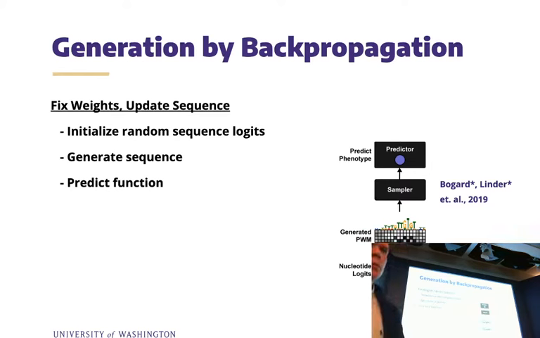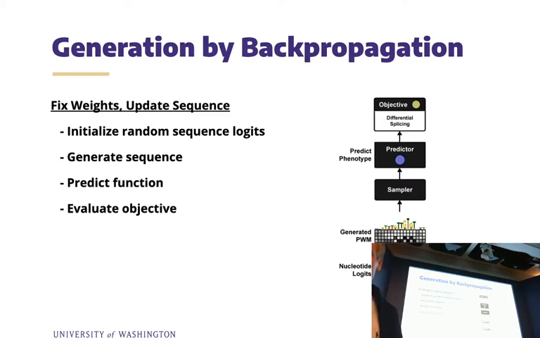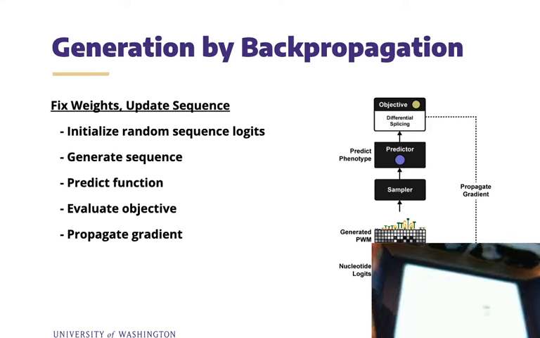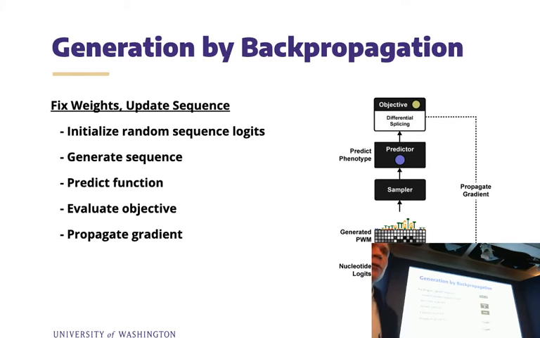Anyway, you use your predictor model to predict the phenotype or the target function, after which you evaluate the objective that you want to maximize. And then, because this entire scheme is differentiable, you're able to backpropagate the gradient of the objective function with respect to the nucleotide logits, and take a small step in the direction of the gradient to slowly but surely optimize the logits for your objective function.